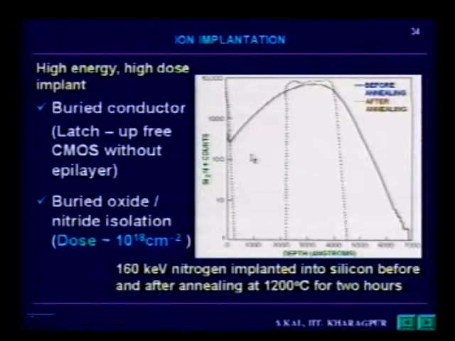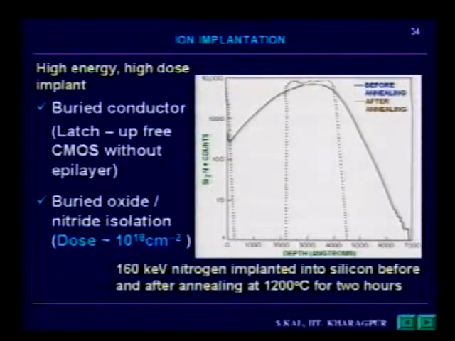So as a result, you can have a semiconductor layer at the surface. Okay, so this is the high energy, high dose implant application. Now I will discuss one application, that is the buried conductor, and that is basically the SOI technology. SOI technology is known as silicon on insulator.